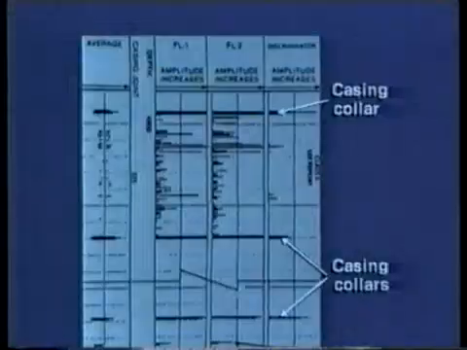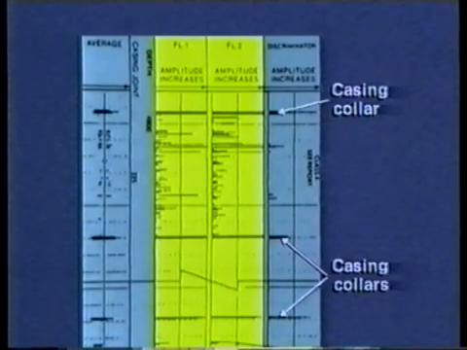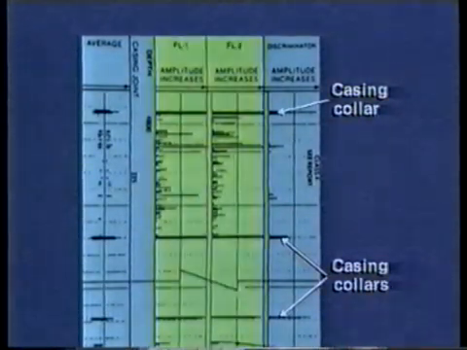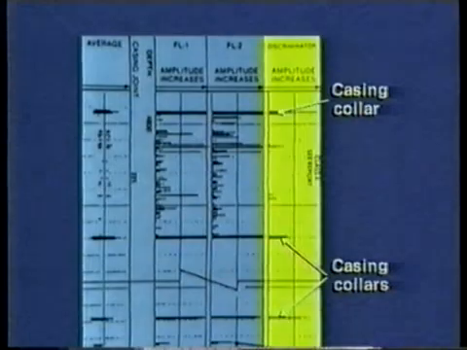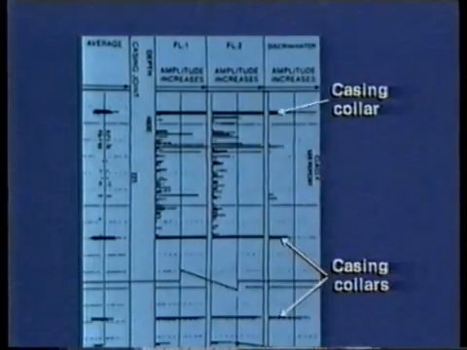Surface roughness has the same effect, appearing as a multitude of pits. These tools have an upper and lower array of pads to ensure complete coverage. The tracks labeled FL1 and FL2 on the log are the pad array measurements. The track labeled discriminator shows the measurement of the internal wall condition.